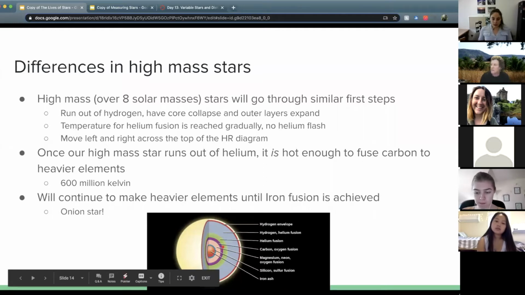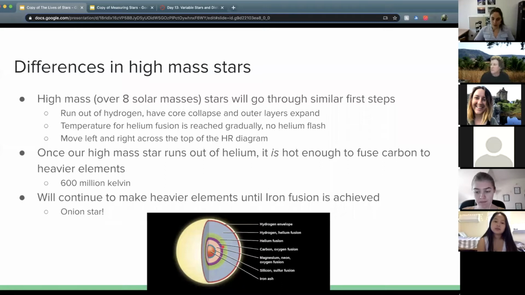Once you get to iron in the core, we can't fuse to heavier elements than iron. So the stars will stop doing fusion in the core, and that will be the end of these massive stars' lives. We'll talk more about stellar death next week before we get to our test. That'll be our last topic.